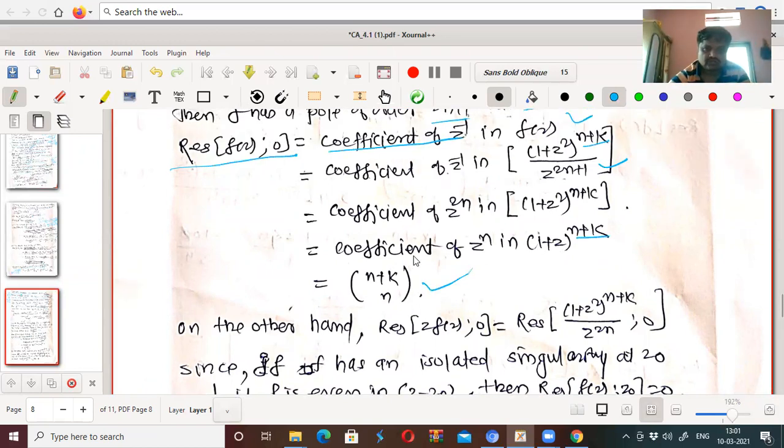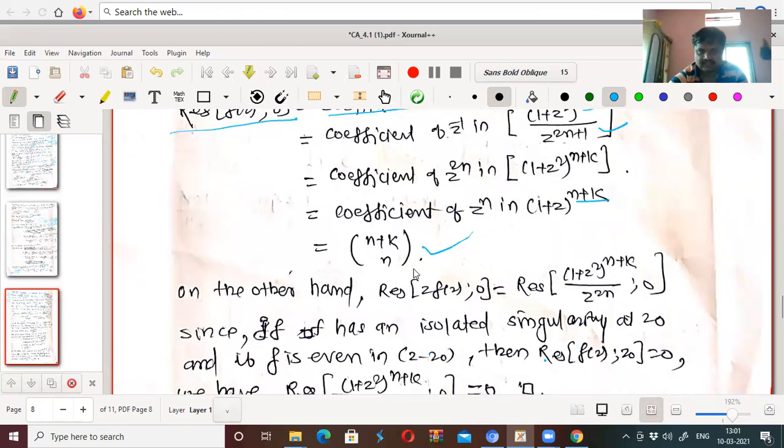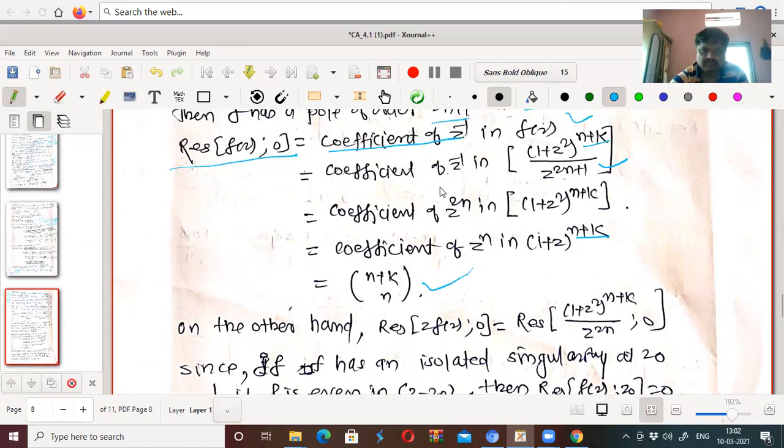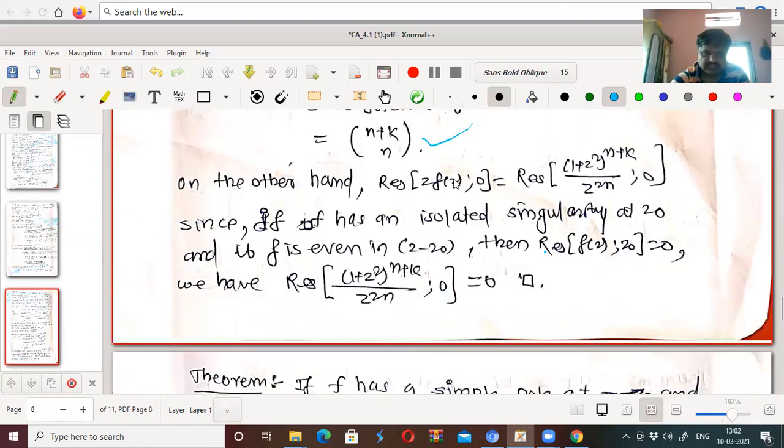So what we are getting is that the residue of f of z at z equal to 0, where f of z is (1 plus z squared) to the power n plus k upon z raised to 2n plus 1, is n plus k choose n. On the other hand, the residue of z times f of z at z equal to 0 is equal to the residue of (1 plus z squared) to the power n plus k upon z raised to 2n. Multiplying both sides by z, we get 1 upon z raised to 2n only.